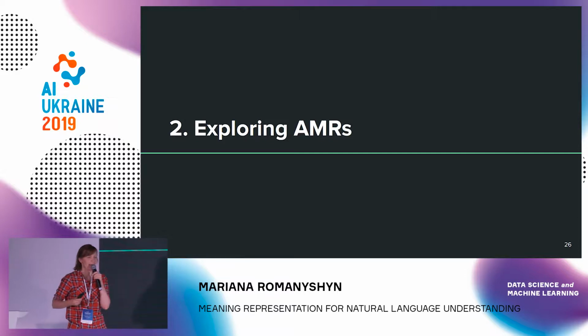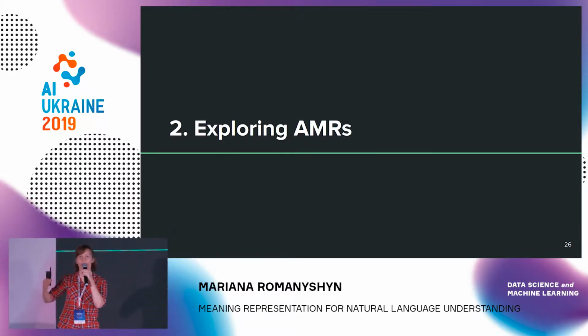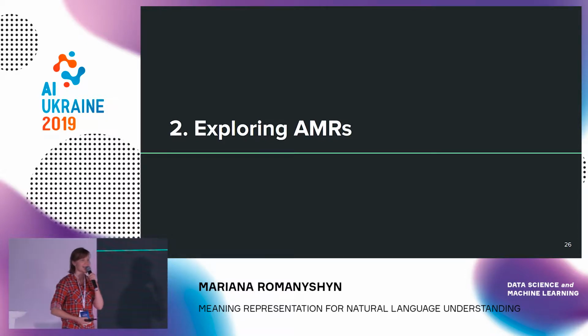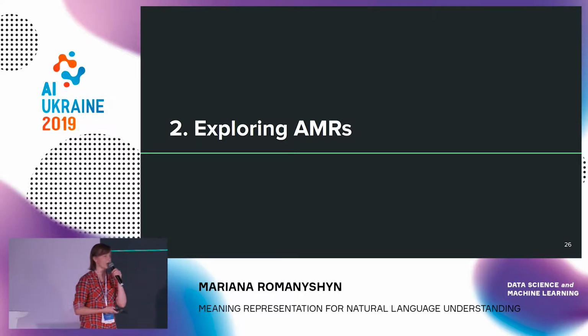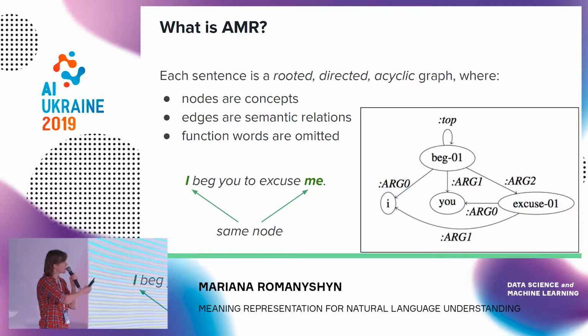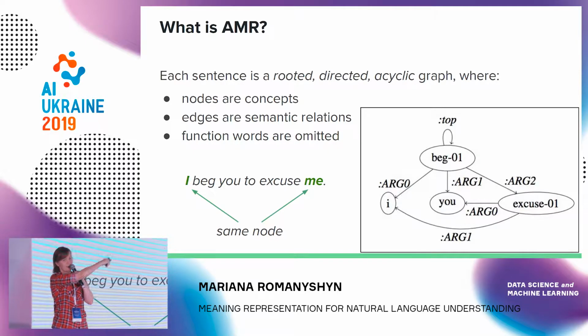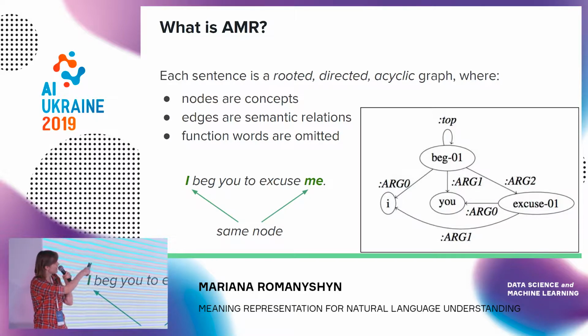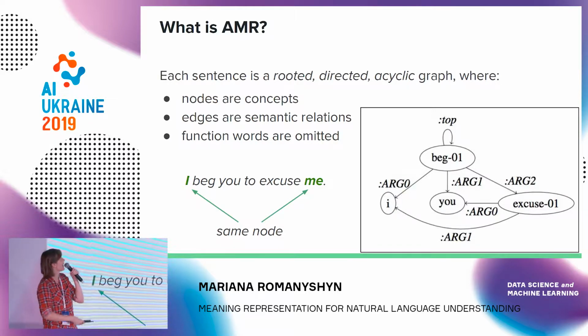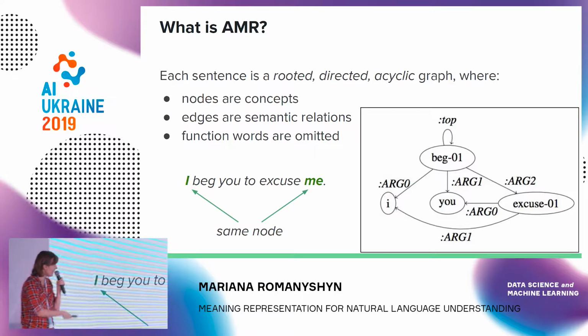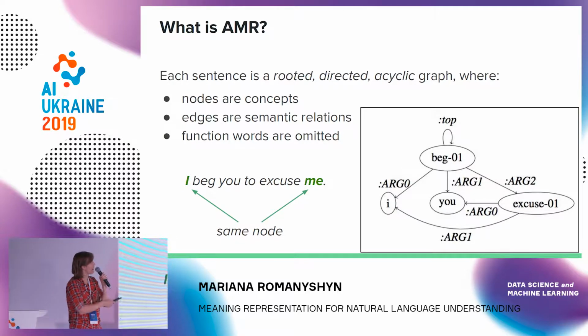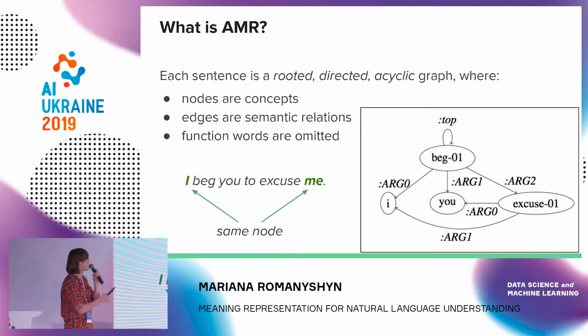Okay, so I hope you got the motivation why we're working on meaning representation for natural language understanding tasks. Let's now explore our abstract meaning representation graphs, our AMRs. Each sentence is represented as a rooted, you can see it's rooted with this top on top, rooted directed, you can see that there are arrows everywhere, and acyclic graph, like this one here. Nodes in this graph are concepts, and we're going to discuss what concepts mean again.